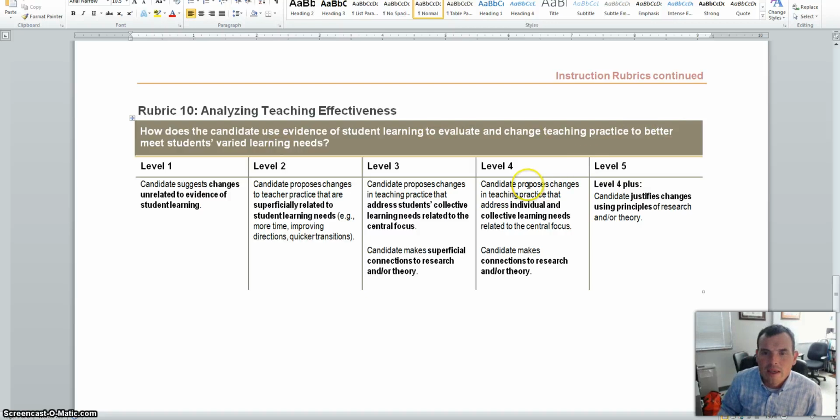So level 4, candidate proposes changes in teaching practice that address individual and collective learning needs related to the central focus. It always goes back to the central focus. Candidate makes connections to research and or theory. Level 4 plus, candidate justifies changes using principles of research and theory. So in order for you to support the changes that you're suggesting, you want to provide research and theory so that there's evidence there based on prior research to support what it is you're trying to accomplish.